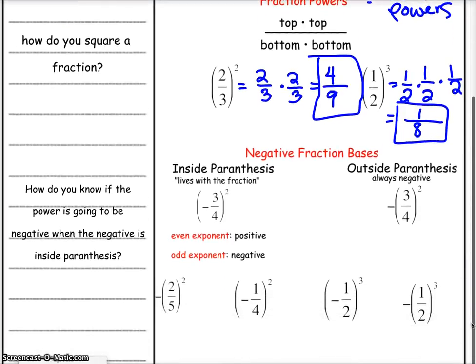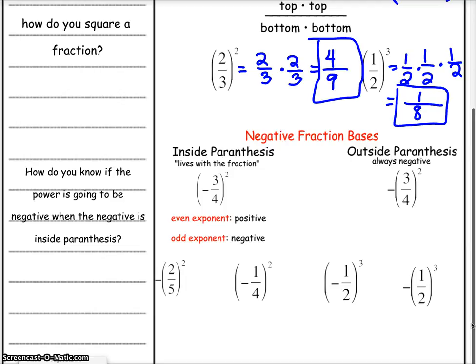And then we bump it up to negative fraction bases. There's 2 situations that can occur when it's a negative base. It's either inside parentheses or outside parentheses. If it's inside, it means that it lives with the base, meaning you're going to bring it along with you when you multiply. If it's outside, it just means it's always going to be negative. It really means -1 times 3/4 squared. This does not mean that. Okay, if it's negative outside, you keep it negative.